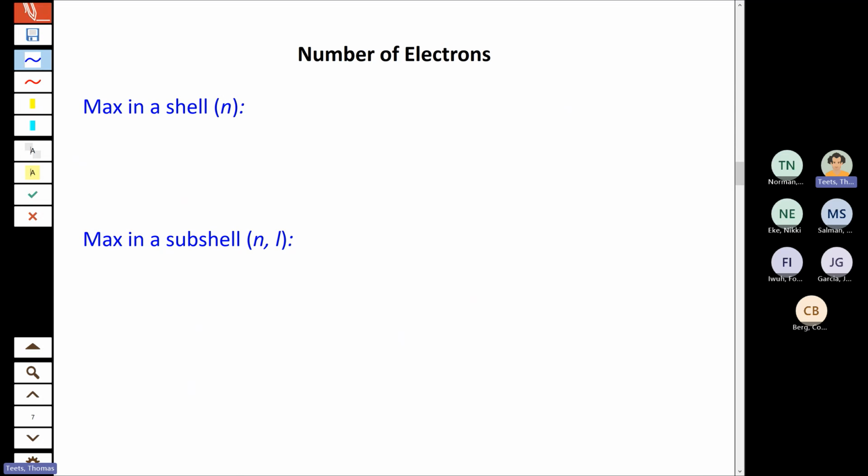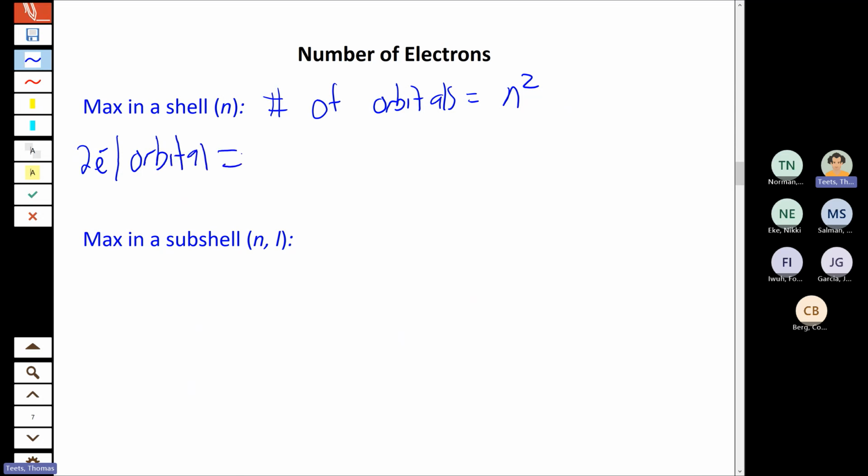So what we learned recently, and we sort of reviewed it a little bit today, is that in a shell, the number of orbitals is n squared. So because there's a maximum of 2 electrons per orbital, all that means then is that, double arrows, I'm terrible at drawing, the max number of electrons in a shell is equal to 2 times n squared. So each orbital can have up to 2 electrons in it. There's n squared orbitals, so 2n squared will be the maximum number of electrons you can put into a given shell. And again, that's defined by the n value.